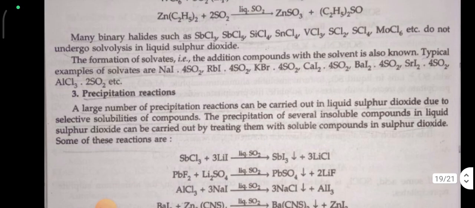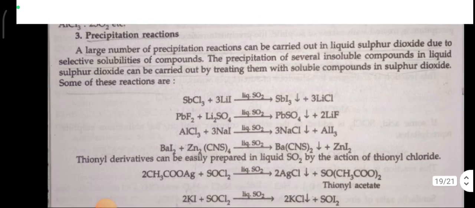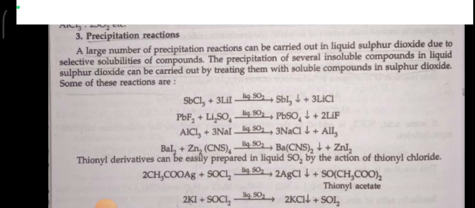The formation of solvates. Addition compounds with the solvent are also known. Typical examples of solvates are NaI·4SO2, RbI·4SO2, KBr·4SO2, CaI2·4SO2, BaI2·4SO2, SrI2·4SO2. Precipitation reaction. A large number of precipitation reactions can be carried out in liquid sulfur dioxide due to the selective solubility of compounds. The precipitation of several soluble compounds in liquid sulfur dioxide can be carried out by treating them with soluble compounds in sulfur dioxide.